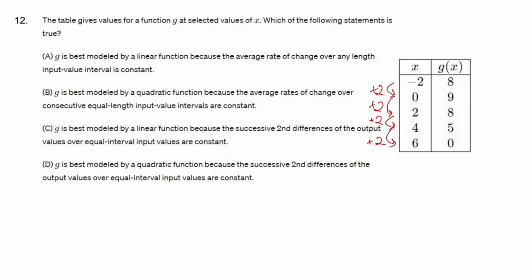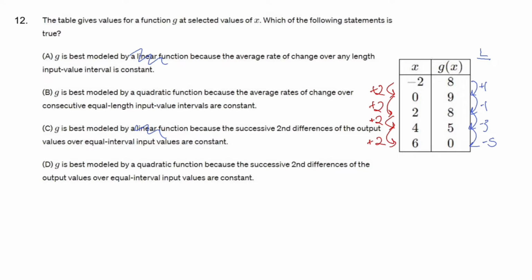But in this problem, I had them go up by 2. Now, what we're looking for over here is the first differences, the rates of change. That tells us whether or not this is linear. If the rate of change is constant throughout, it's a linear function. So what do we do to get from 8 to 9 to 8 to 5 to 0? Well, I'll tell you one thing: it ain't linear. We add 1, we subtract 1, we subtract 3, we subtract 5. It's not linear.